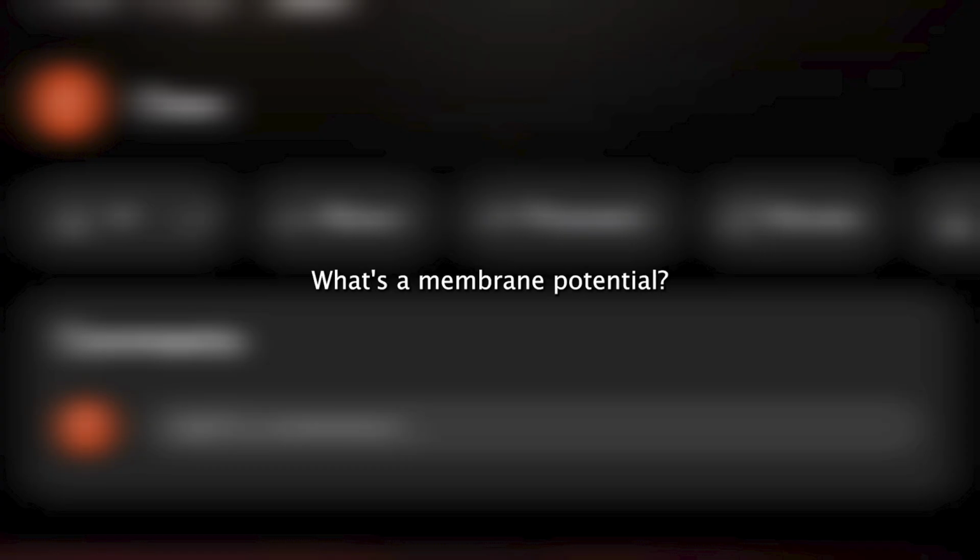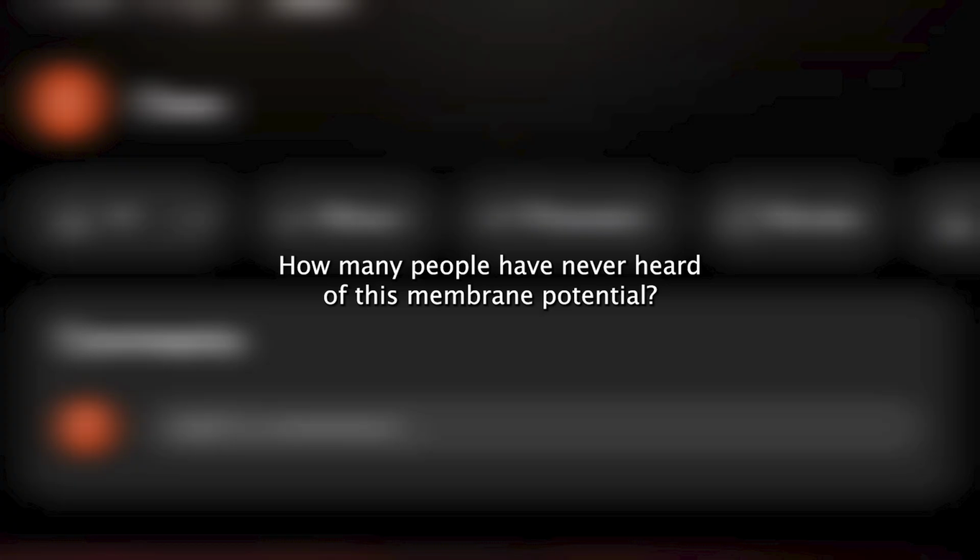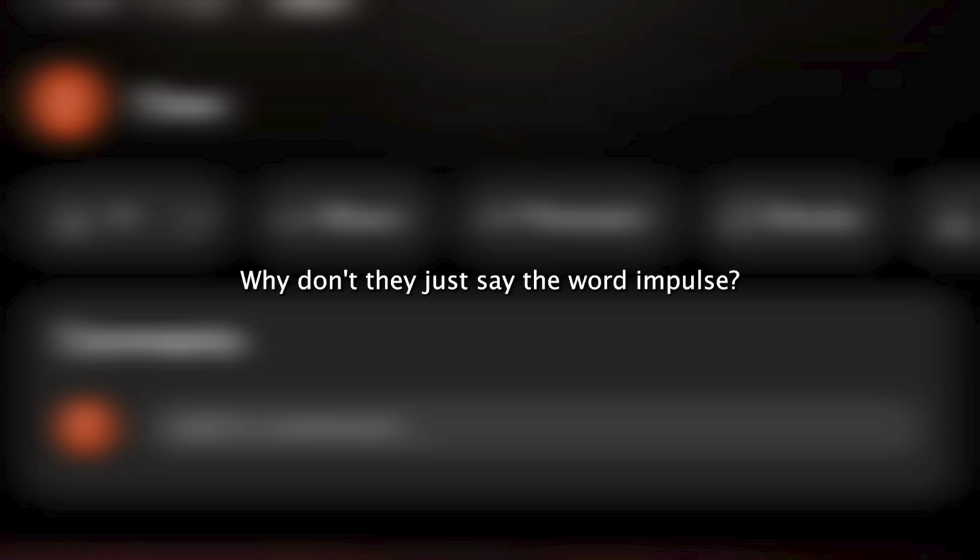What's a membrane potential? It's a fancy way of saying something. You've heard the term, right? How many people have heard the term membrane potential? Raise your hands. How many people have never heard it? It's an electrical impulse. That's all it is. Why don't they just say that? Electrical impulse. That's so intuitive.